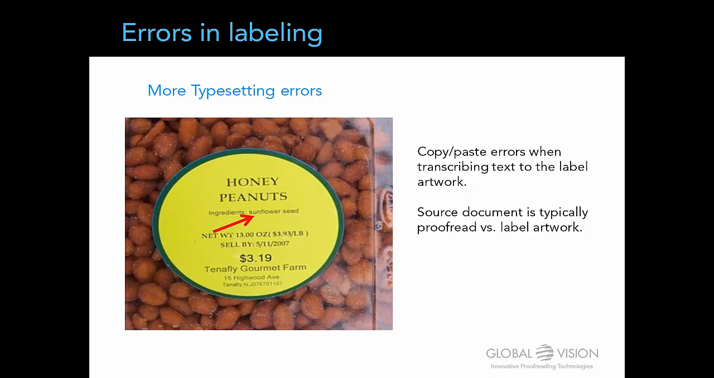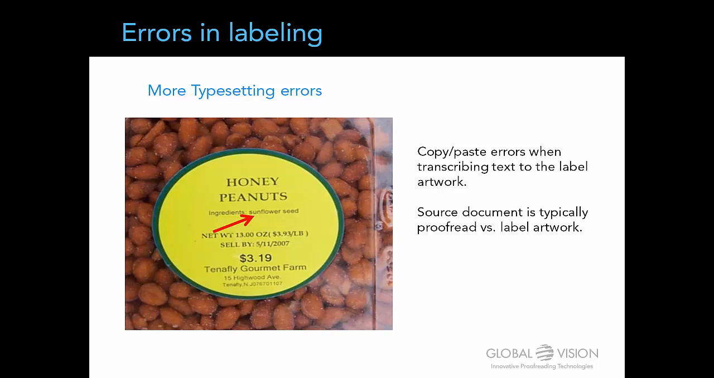Another type of error that we see that's quite common is typesetting errors. In the example on screen, you can see the word not is repeated twice. So it's a double negative that you see here on screen. And this actually caused a recall in the marketplace.